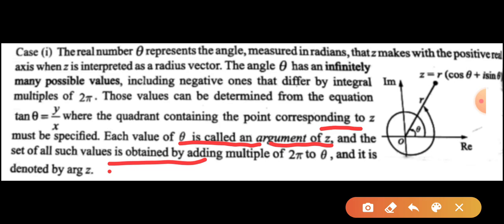Once again, listen. Here is the real axis and the imaginary axis, with the angle measured from the real axis, then z equal to r into cos theta plus i sin theta. We add 2 pi repeatedly: one full rotation gives 360 degrees, and again we add 2 pi to the angle theta.